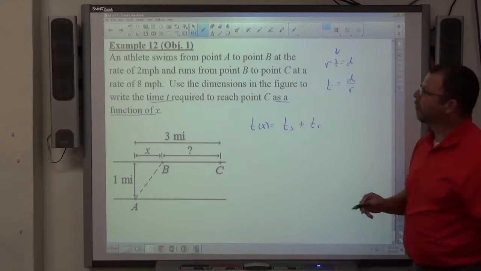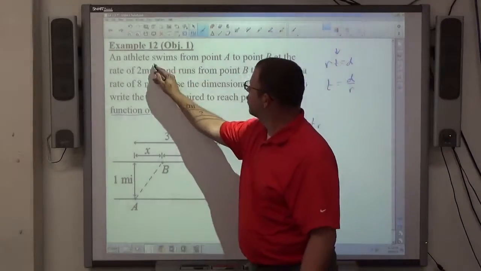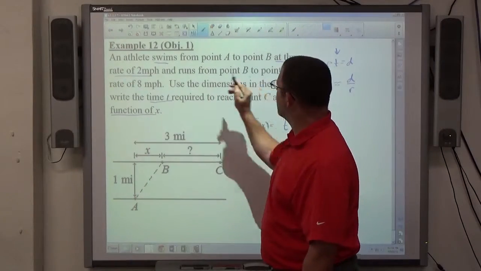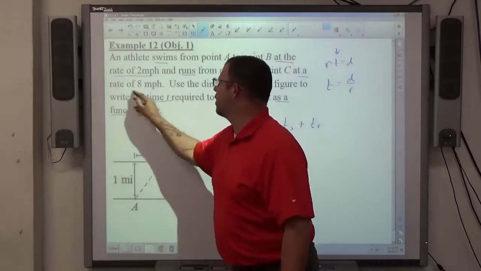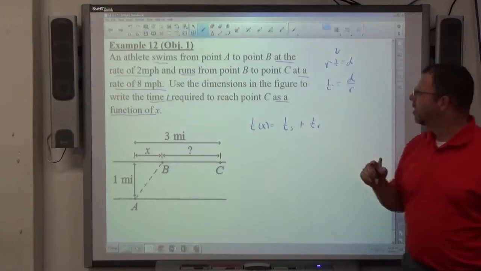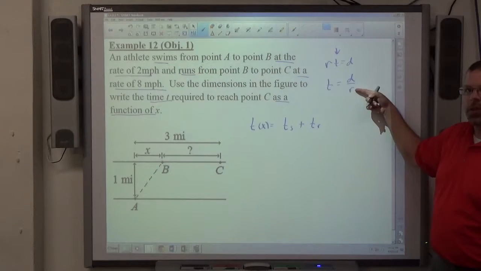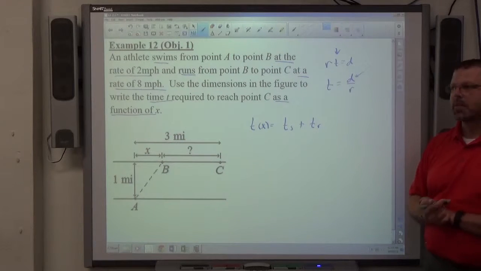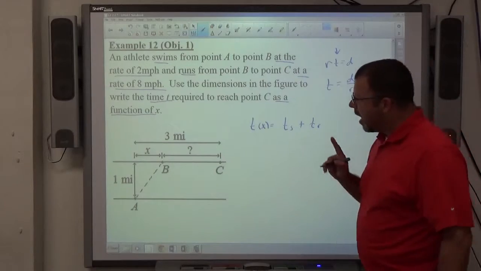I have a swimming rate. He swims at a rate of 2 miles per hour. I have a running rate, he runs at a rate of 8 miles per hour. So if I have the swimming rate and the running rate, I just have to have the swimming distance and the running distance in order to create a nice little time expression, right? So let's look at that.